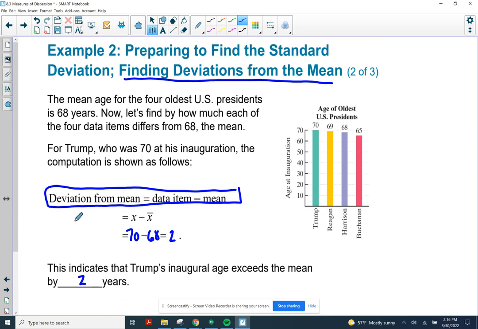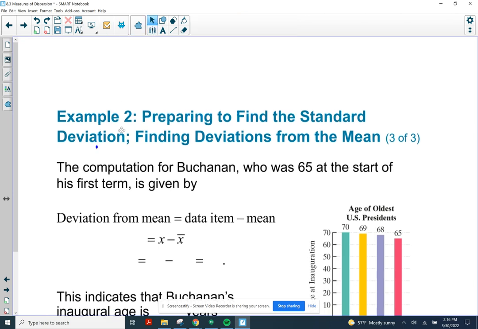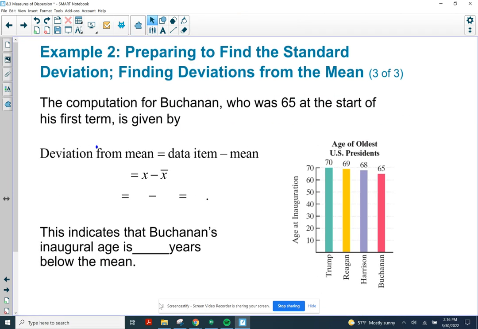If we looked, for instance, at Buchanan, his would be 65 minus 68. It would be -3, meaning that, oh, look, we're actually going to do his. Well, let's go ahead and do his. I need to move my slide a little bit. So for Buchanan, we're going to do 65, which is his age at inauguration, minus the mean, which would be -3, meaning that Buchanan's inaugural age was 3 years below average. Okay?